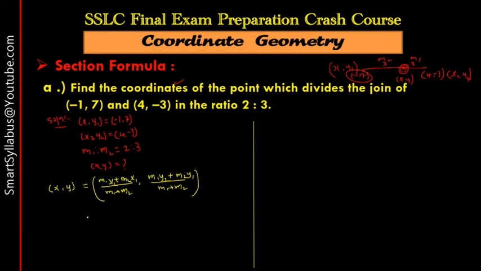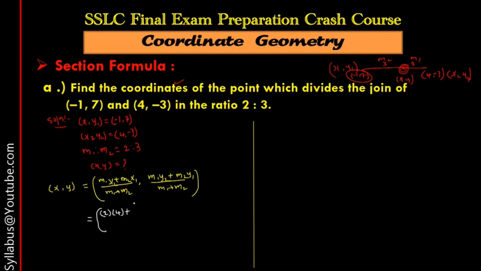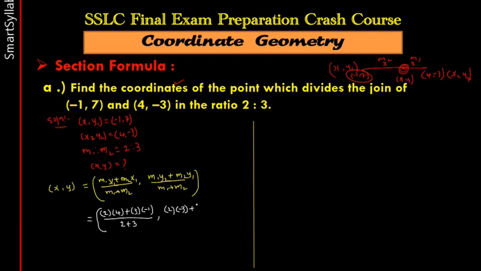Now that's equal to, substitute the values carefully. m1 is 2, x2 is 4, plus m2 is 3, x1 is -1, the whole divided by m1 plus m2, it's 2 plus 3, comma, again here m1 is 2, y2 is -3, plus m2 is 3, y1 is 7, the whole divided by m1 plus m2, so it's again 2 plus 3.